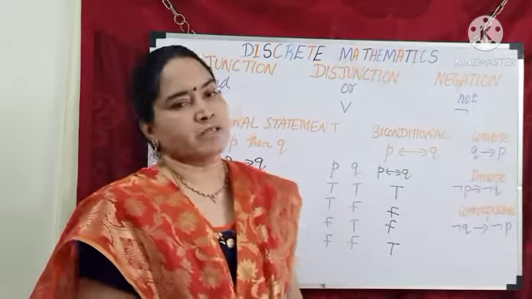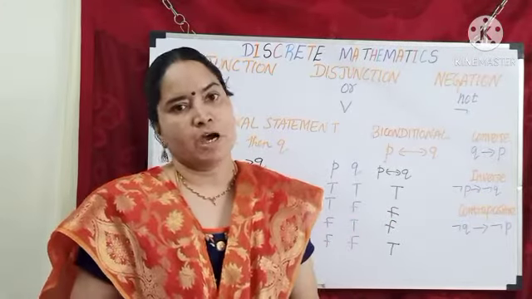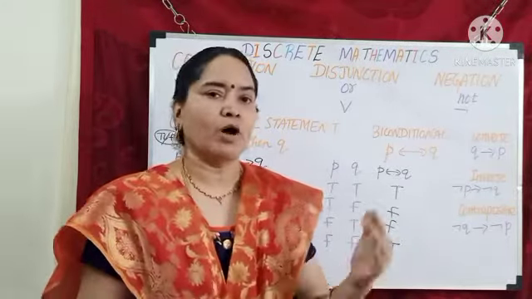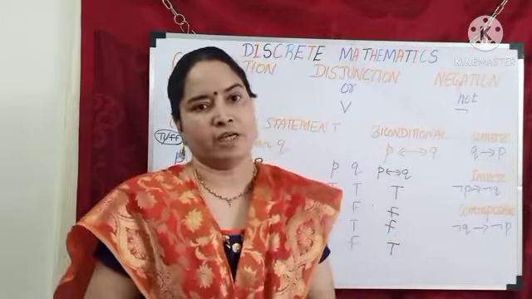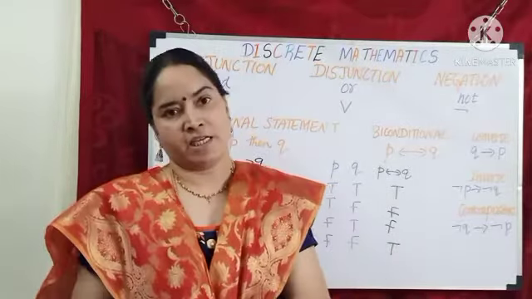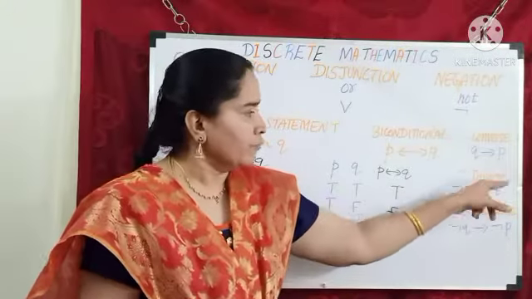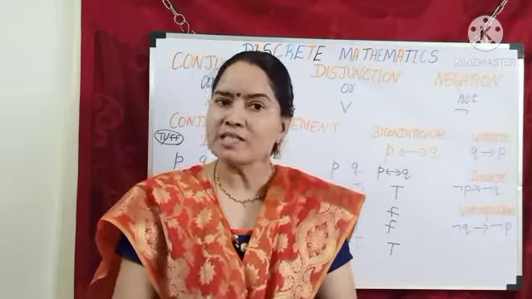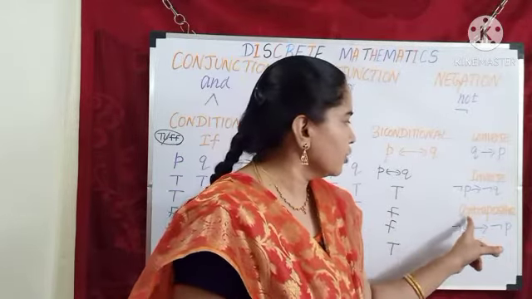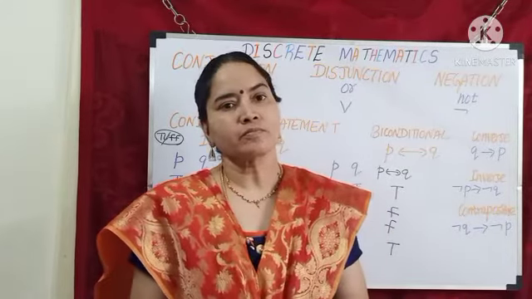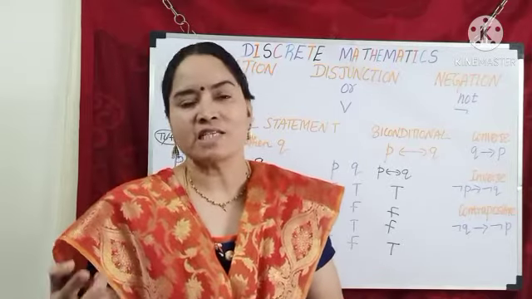Now the inverse. What is the inverse? Both should be negated. How will I say it? Negation of P. What did I say? If you study well. Negation means if you do not study well, then you do not succeed. So this is: if you study well, you will succeed. The inverse will be: if you do not study well, then you will not succeed. The last one, the contrapositive: if you do not succeed, then you do not study well.